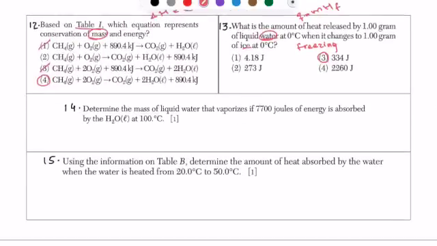So determine the mass of liquid water that vaporizes if 7,700 joules of energy is absorbed by water at 100 degrees Celsius.